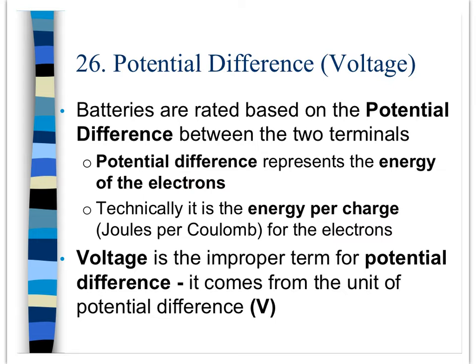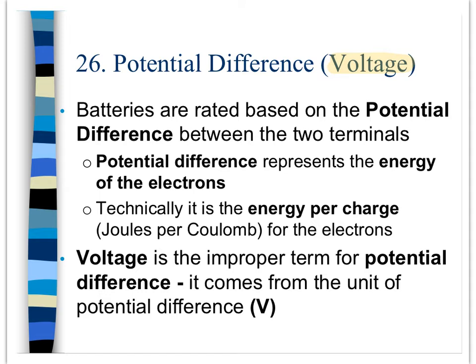So batteries are typically rated based off of what's called their potential difference. Now, this is the fancy formal word for it. The word you've probably heard used before to describe this is just the voltage, okay? Voltage is the more familiar, less formal way of saying this. But potential difference is technically the correct term for it.